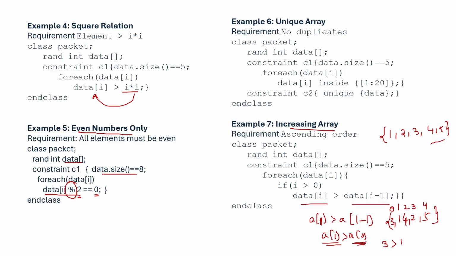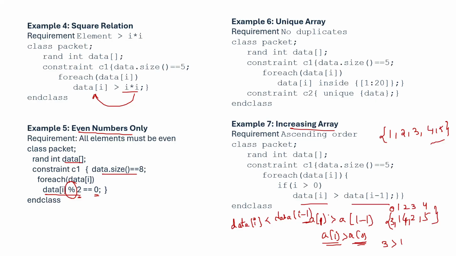So if you want to write decreasing order, same thing: data of I less than data of I minus 1. This is the decreasing order. So these are the basic questions they will ask you. Can you write the array in ascending order? Can you write the constraint? Just take any dynamic array.